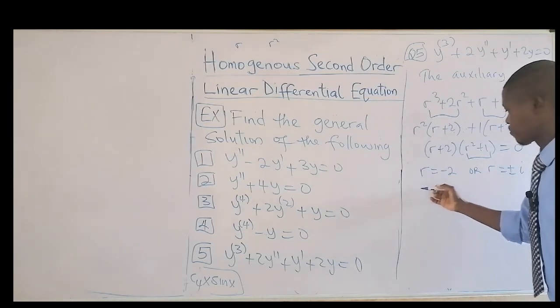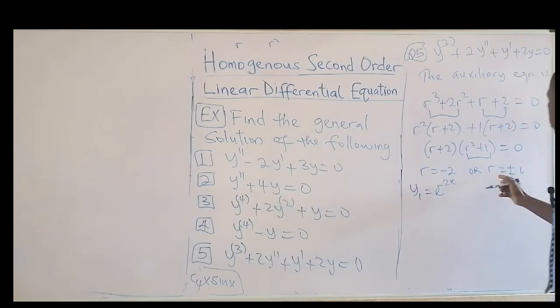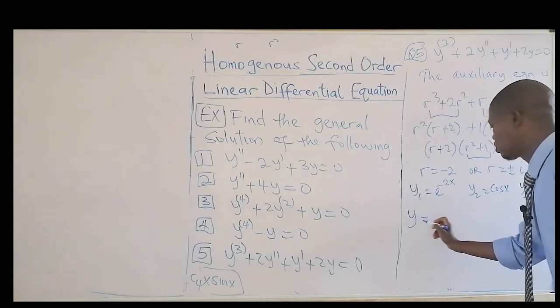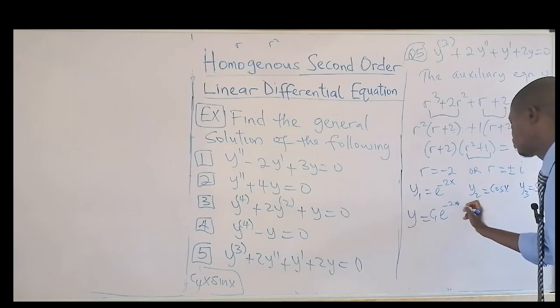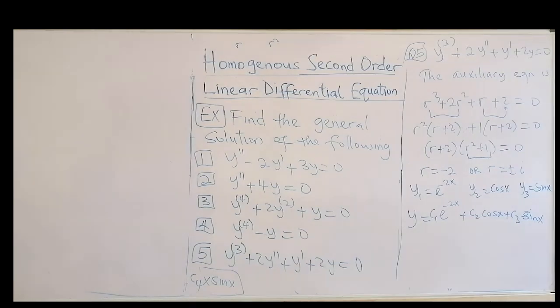So that means the solution of this differential equation, y1, will be equal to e^(-2x). Then y2 is equal to, the real part is 0 here, so just cos x. And then the beta here is 1, so that's sin x, which is y3. So the general solution will be y equal to c1 y1 plus c2 y2 plus c3 y3. So that's the general solution. So that's the answer to that.